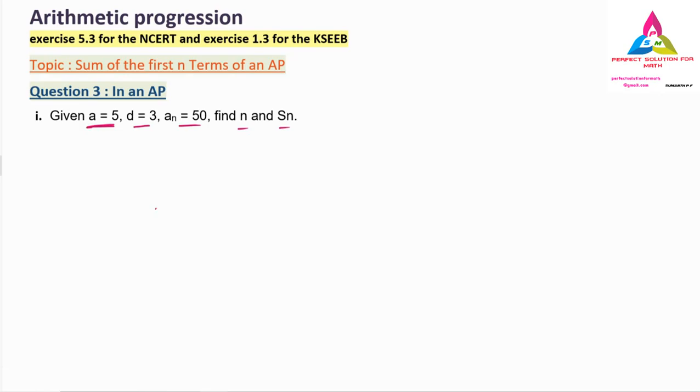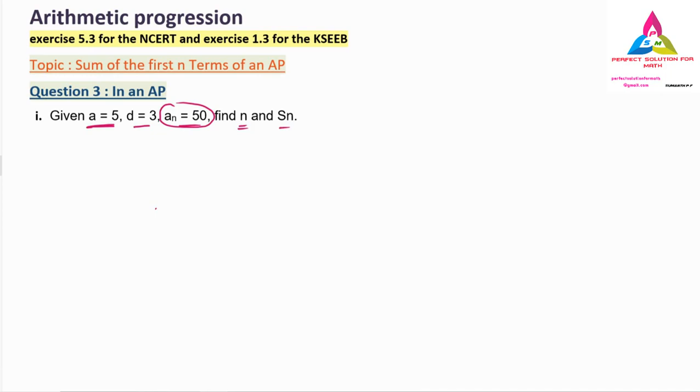We have to look at the question first. In that they have given the first term, d and an, that means the an term they have given, so we have to find the n value. Remember always, when an is given, d is given and a is given, which is not given according to the formula, that is n. So we have to find n first.